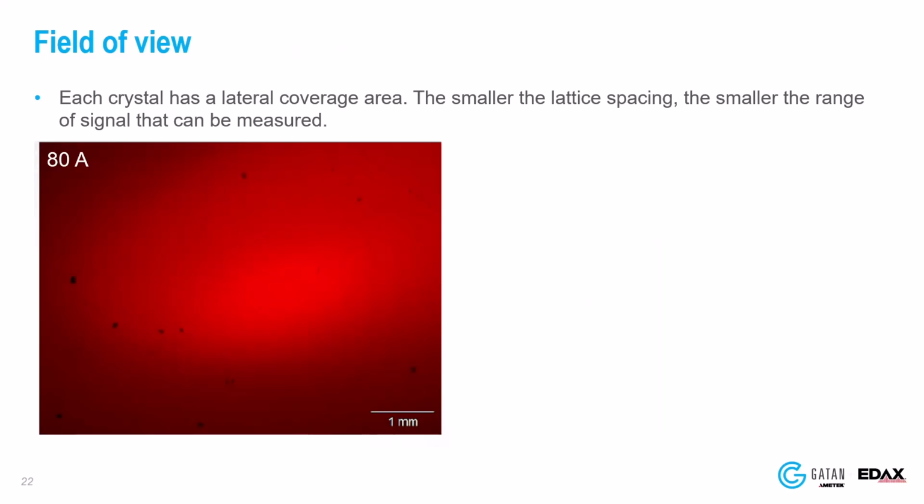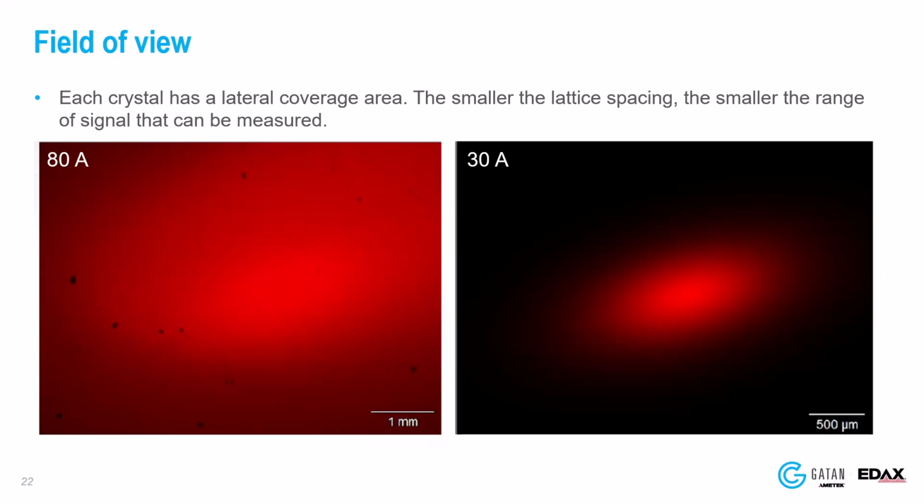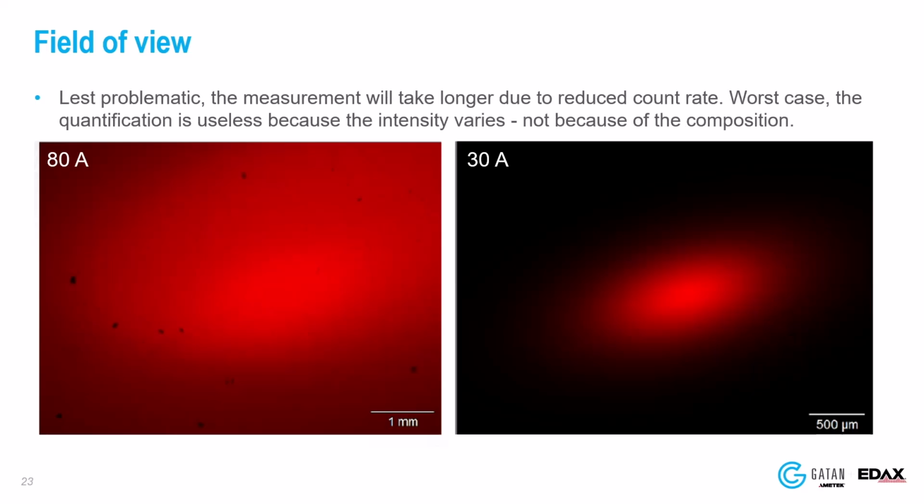Not only the stage height is important to adjust correctly, but also the magnification. Each crystal has a different field of view from which signal reaches the detector. Low lattice spacings and, again, high X-ray energies have a much smaller field of view than lower energies, as illustrated in the image. In some cases, too low magnification settings only result in unnecessarily long measurement times.